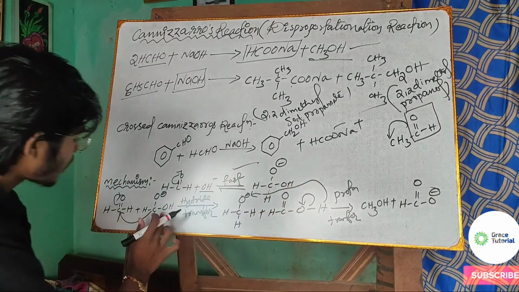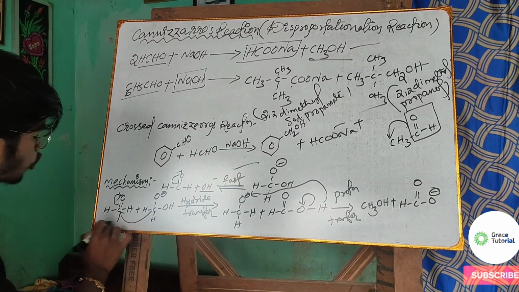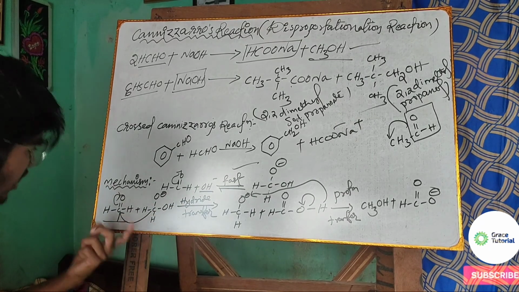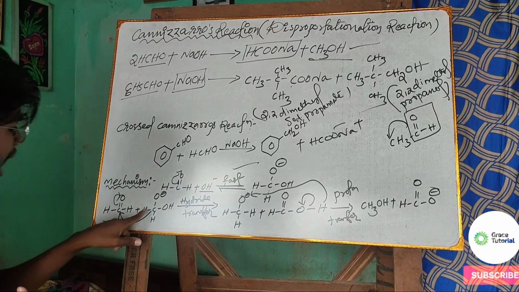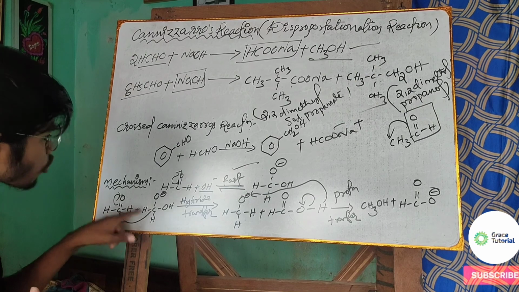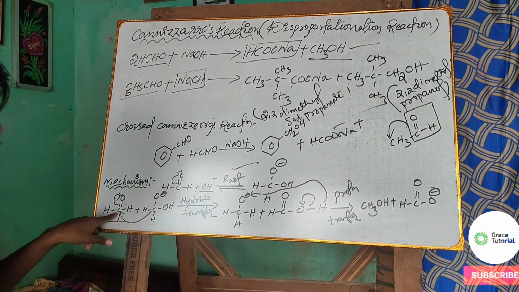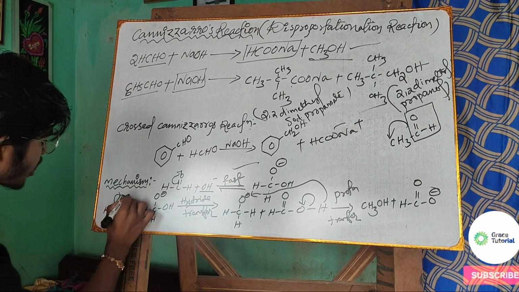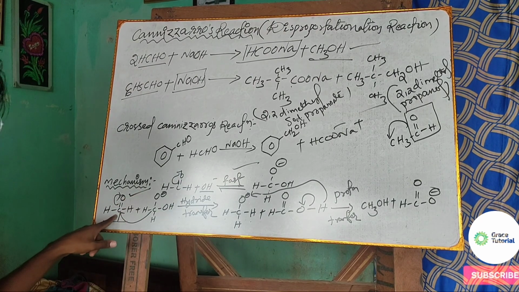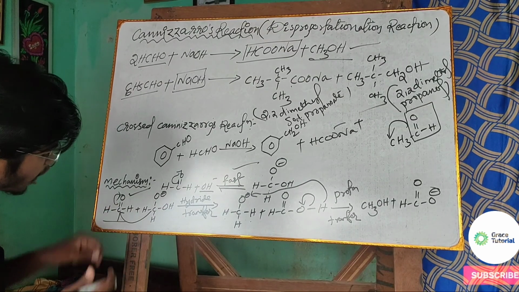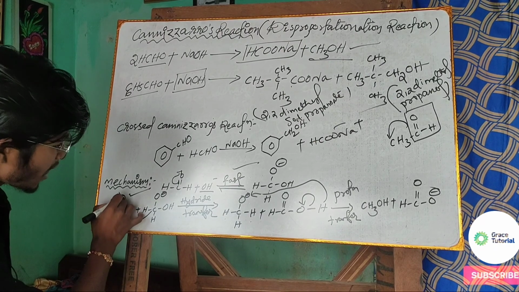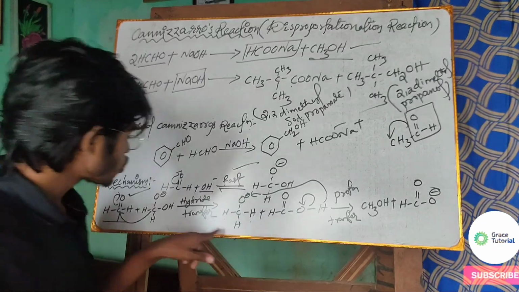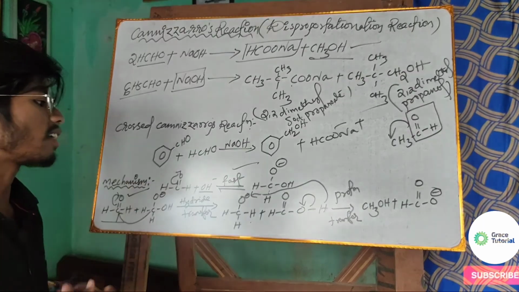The product which is obtained reacts with formaldehyde again. Here the hydride transfer takes place. That means the hydrogen which is attached to this carbon atom now attaches to this carbon atom. And since oxygen is more electronegative than carbon, the shared pair of electrons will be attracted more towards the oxygen atom, and finally it gives the O minus. In this way the hydride transfer takes place.